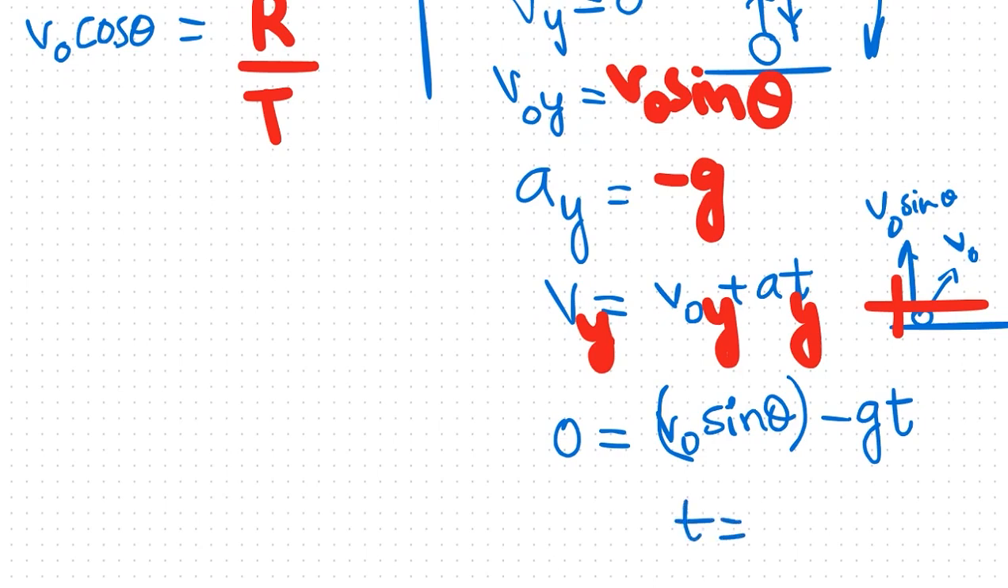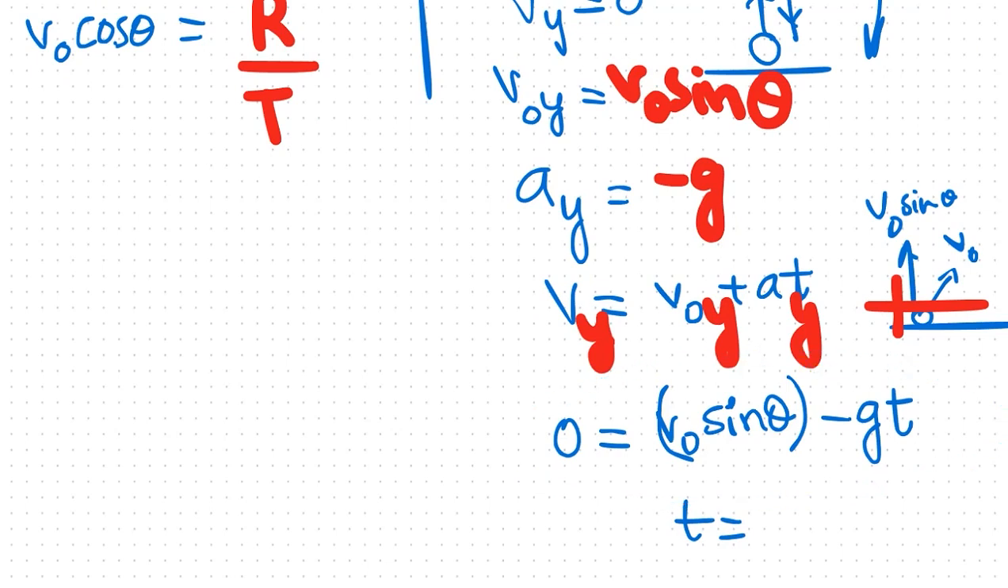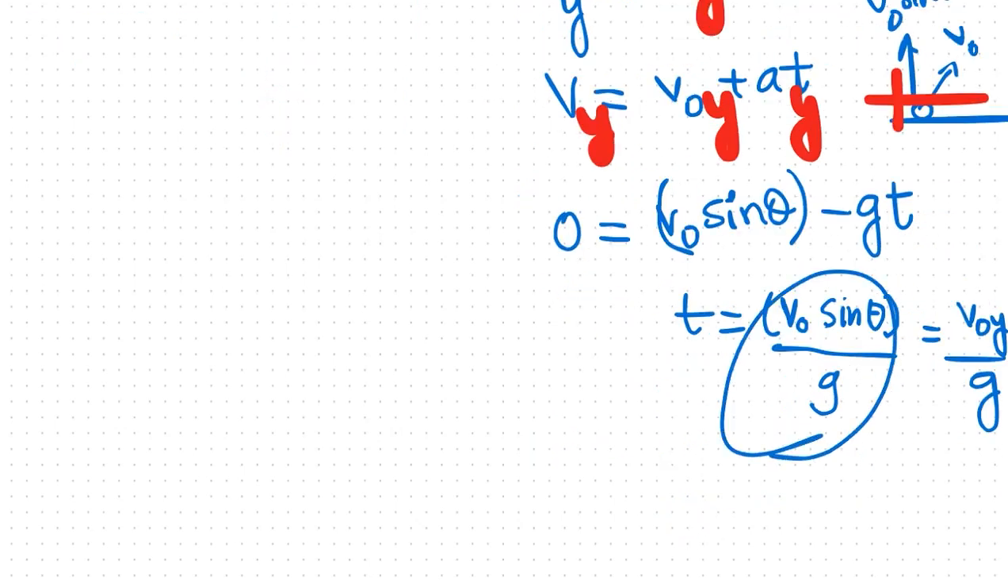So t is equal to how much? Simplify this, find the value of the variable t. V naught sine theta upon g. V naught sine theta is V naught y, so t is V naught y upon g. So this is about the first formula.